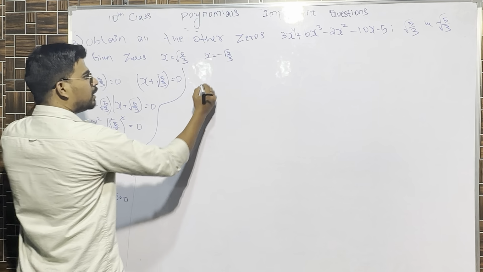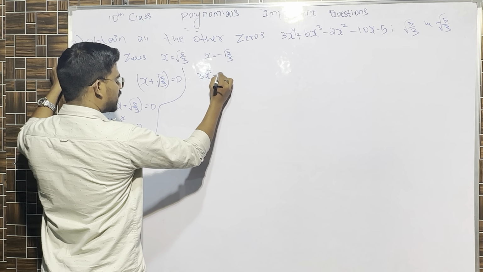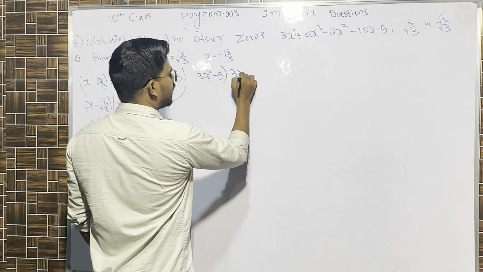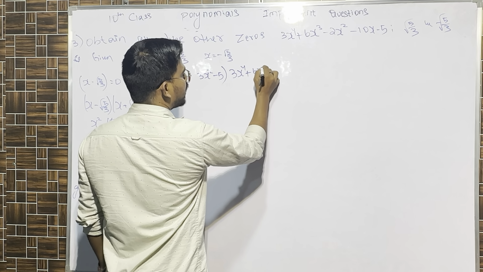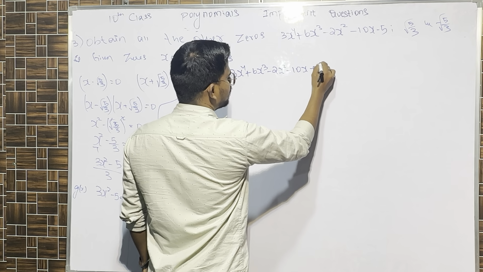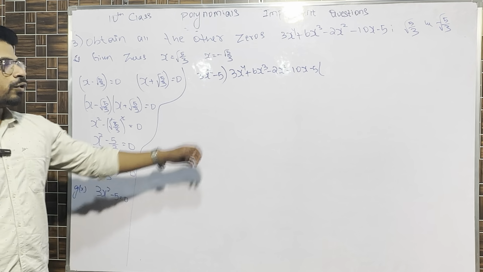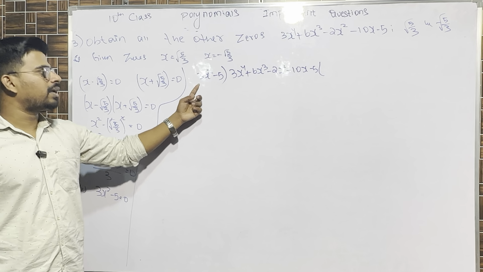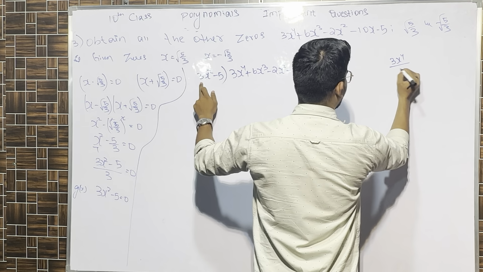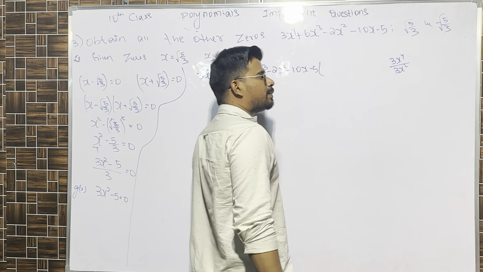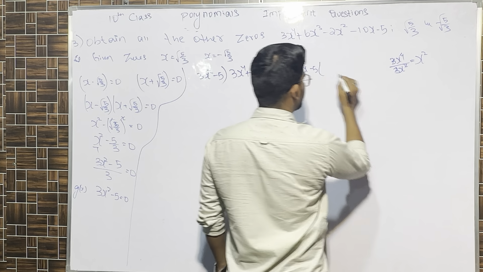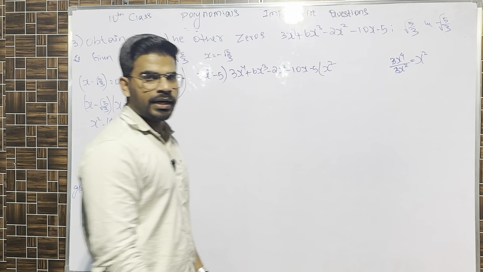So we have to divide by 3x square minus 5. Actually, we have to divide 3x power 4 plus 6x cube minus 2x square minus 10x minus 5 by this term. First term from here divided by first term from here: 3x power 4 divided by 3x square. 3 gets cancelled, and x square and x power 4 will give x square. X square is written.